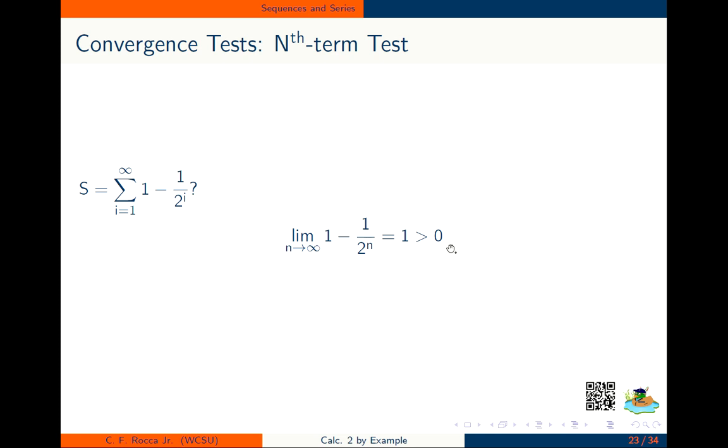So the nth term test, which is to take the limit of the nth term, tells us the series diverges because this limit is greater than 0, and so effectively we're adding up infinitely many terms that are greater than 0, and so we get an infinite summation. So we say that the series diverges.